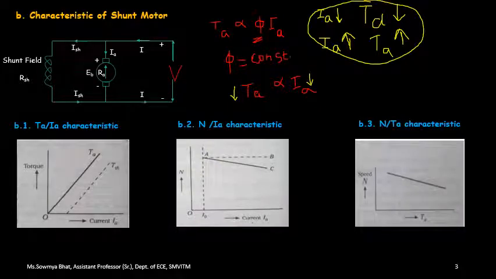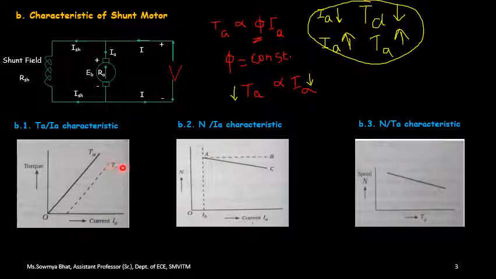Now if you look into the first diagram, this gives us the relationship between the armature torque and armature current. Armature torque is represented on the y-axis. Armature current is represented on the x-axis. Here both are in direct proportionality, so it is a straight line that you are going to obtain. So it is a linear increase. When you have an increase in the armature current, in the same proportion your armature torque is going to increase.